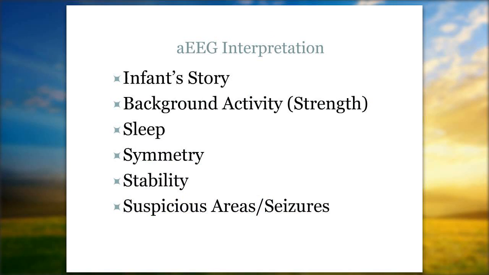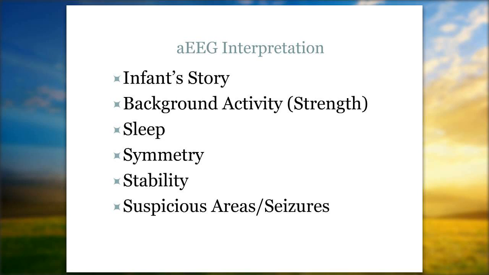So that wraps up aEEG interpretation. Start with the infant's story. What are you expecting to see? What is their age? What are you thinking you might be interested to see? And then go through the steps. Look at the background activity. Look at the sleep cycling. Is it there? Is it not? Do you expect it? Symmetry. We should see symmetry if we're looking at the right and the left. Sometimes we see a little bit of difference when we look at the cross-cerebral, a little bit higher on the band than the bilaterals. We want to see stability. We want to see that either improving over time, but definitely not worsening. And then we want to look for suspicious areas.